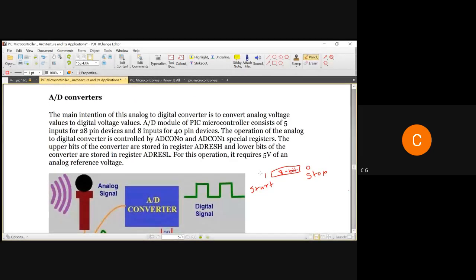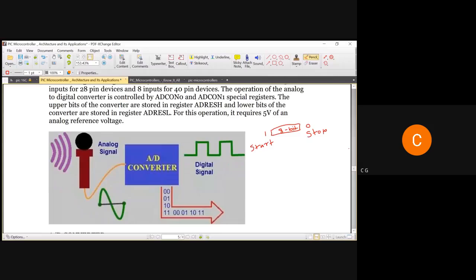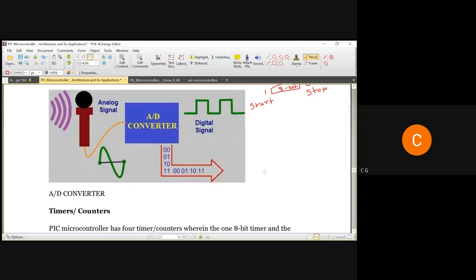Now this A to D converter will have various bits, normally 8 bits, but in some processors you may require 16 bits. And the analog reference voltage is 5 volt. All the microcontrollers are designed to work at lower voltages, specifically the system voltage is 5 volt. This 5 volt is divided into 2 raised to n parts in order to facilitate the A to D conversion, so it will have its own resolution.